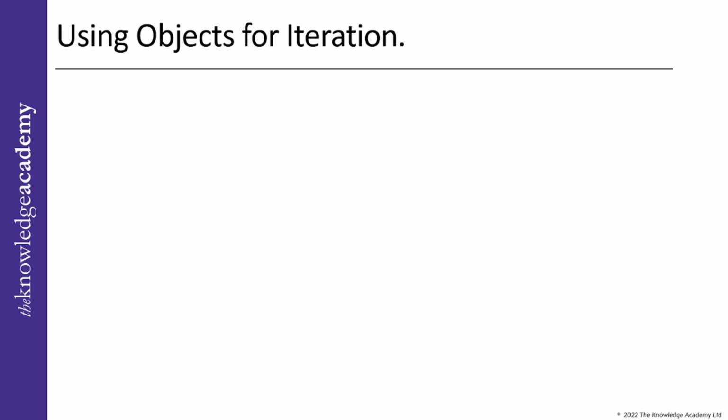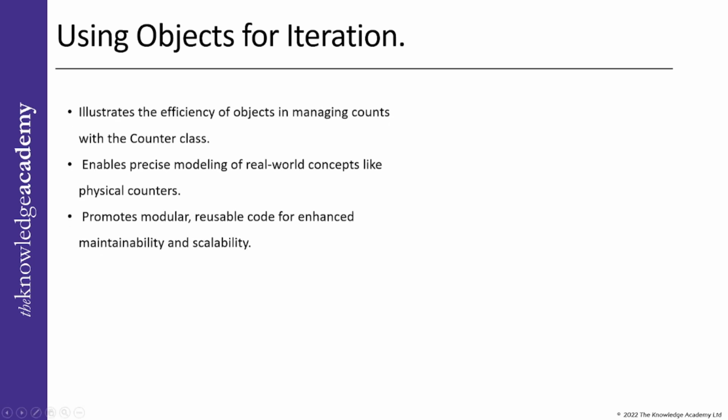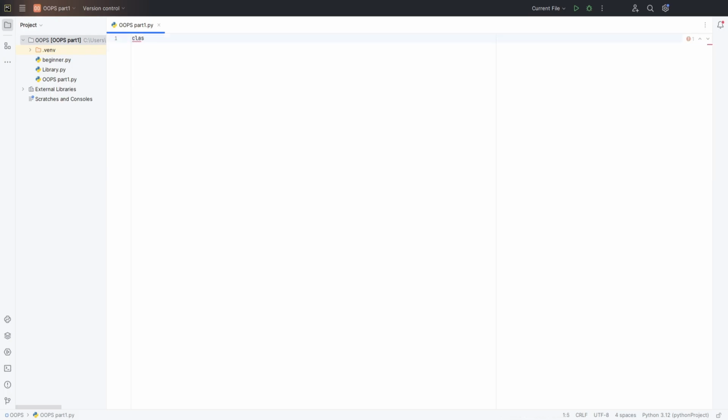3. Objects in iteration. Now, let's explore one last example of using objects in iteration before we conclude our session. In this example, the counter class illustrates the practical utility of objects in Python. By defining a class to represent a counter, we create a versatile template for managing counts. This approach promotes code organization and clarity, enabling us to manipulate counters independently within our program. Utilizing objects in Python facilitates the modeling of real-world concepts with precision. With the counter class, we can simulate physical counters and execute actions like incrementing and resetting with ease.